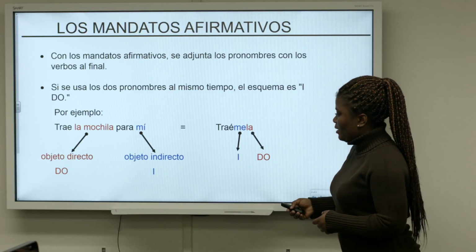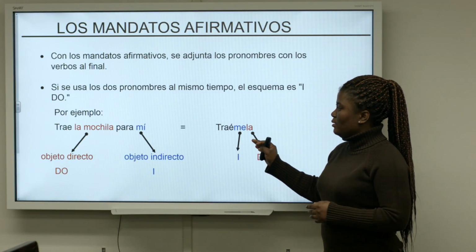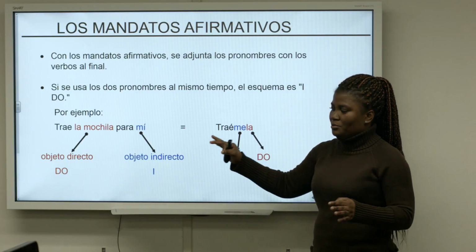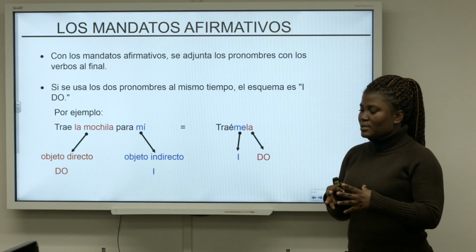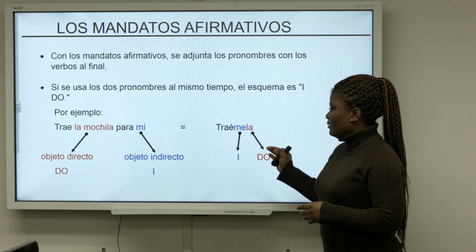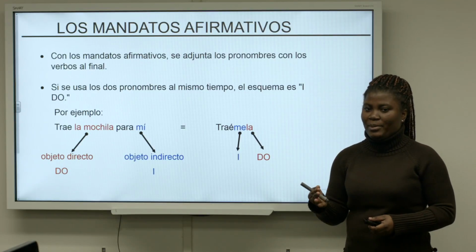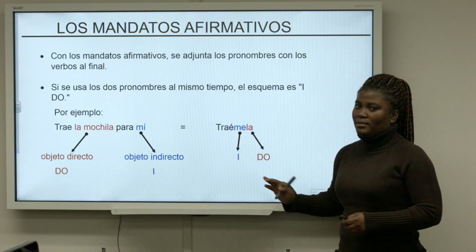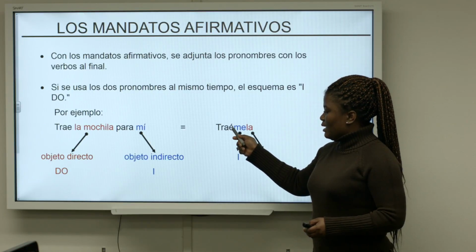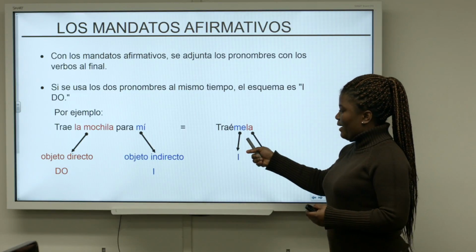So when you want to use that, you have to use this structure, I-DO. Even though DO comes before I when they are in one sentence, if you want to bring everything together and consolidate it in one single word, then you have tráemela. And you would have an accent on the E just to help pronounce it better. If not, it will be traemela, which is not correct. So you have to put an accent on the second vowel before the indirect object pronoun joins it. Tráemela.